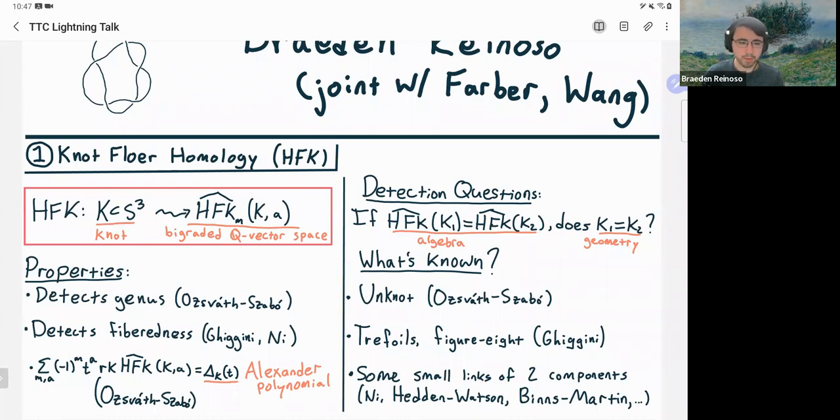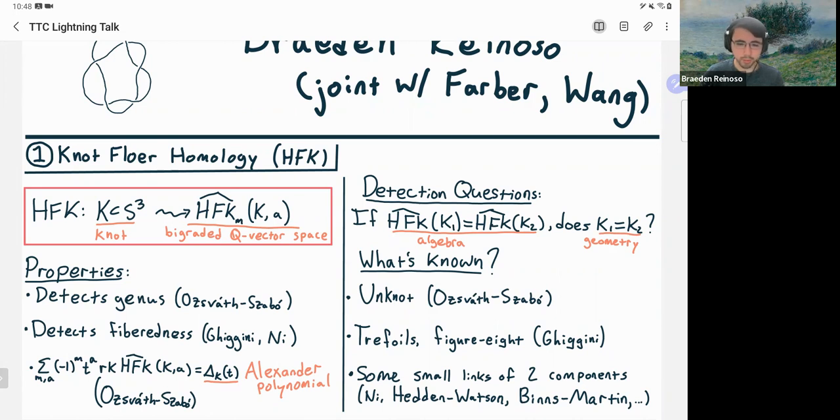These properties are all of the form, the algebra of your knot Floer homology telling you things about the geometry of your knot, which leads us to the type of question we're interested in today, called a detection question. If two knots have the same knot Floer homology, are they equal? This is asking, what about the geometry of a particular knot can you tell from the algebra of its knot Floer homology?